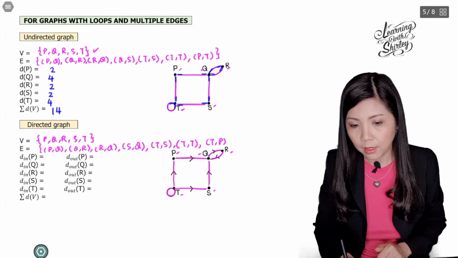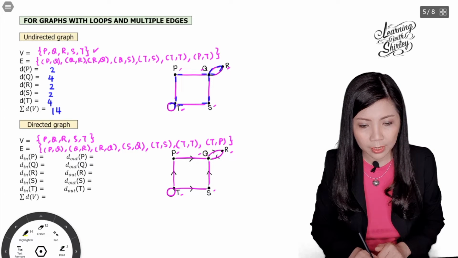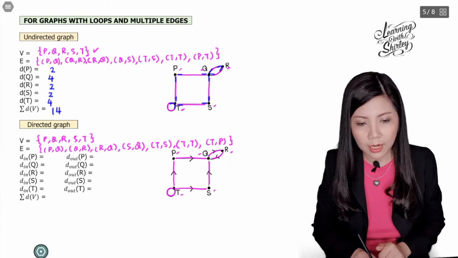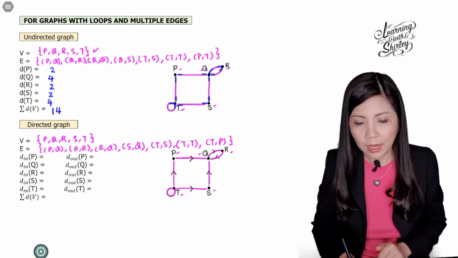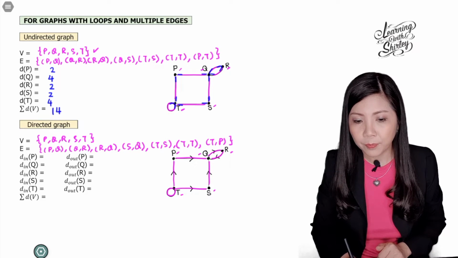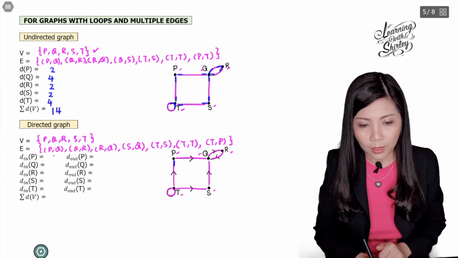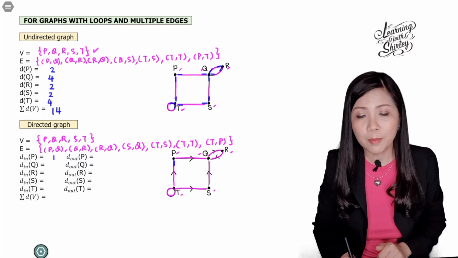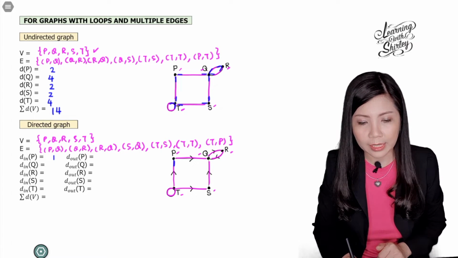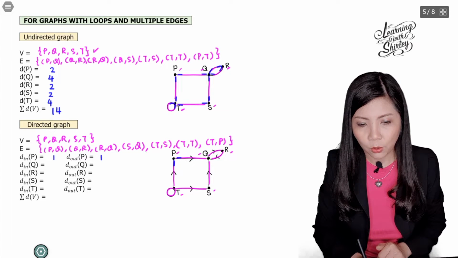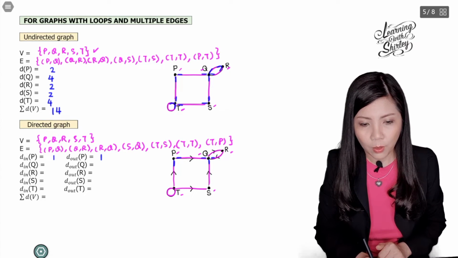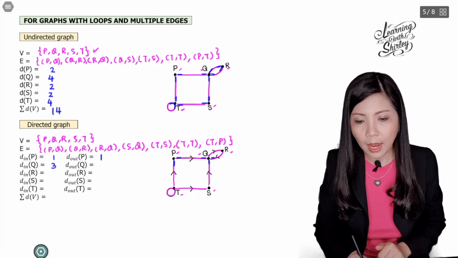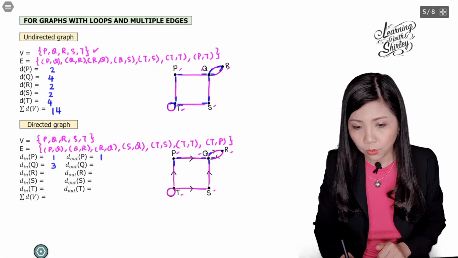Now let's solve the next question, which is finding D in P and D out P. D in P means the number of edges going into vertex P. So we have here 1. Then D out P means the number of edges coming out from vertex P. So we have 1 here. Okay? So D in Q, 1, 2, and 3. So we have 3 here. D out Q, coming out from Q, here we have 1.